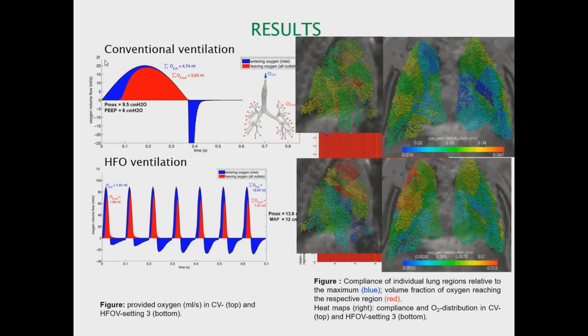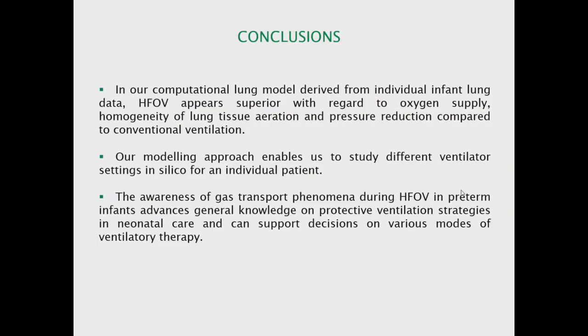And this can be visualized in a heat map showing the overall oxygen delivery to the lung under conventional ventilation, where you can see a reduced oxygen delivery in the left lung, especially in the mid area of this lung in the lower lobe, whereas the oxygen distribution is much more homogeneous under high-frequency oscillation in the same lung model in silico.